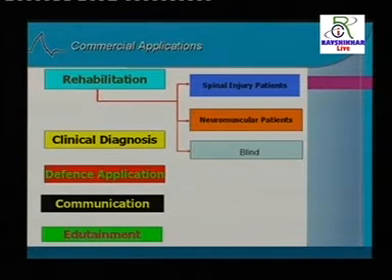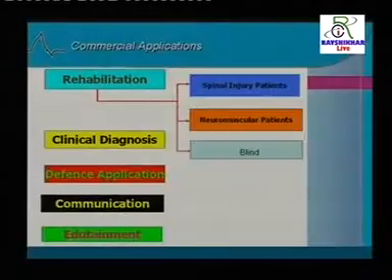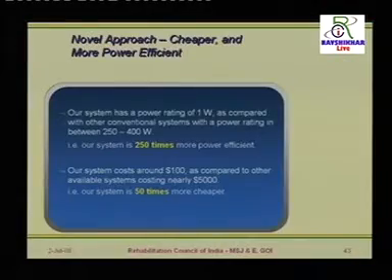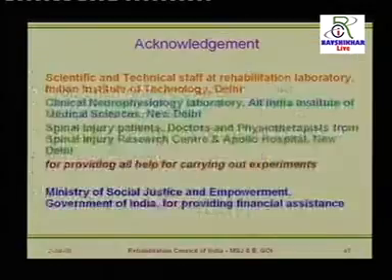You can use this for clinical diagnosis, to see what kind of weak signal we are getting from this particular person, whether the signal is coming. And then defense application. I must say that, especially for pilots, just by moving their eyes they can pass the commands. And then communication, and we are trying to make it a wireless approach also.